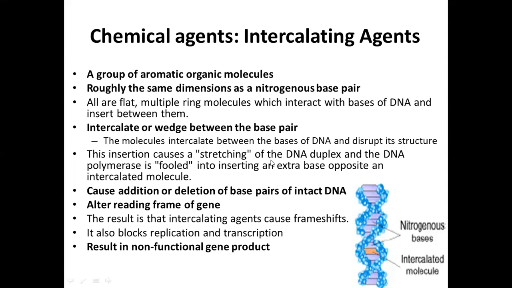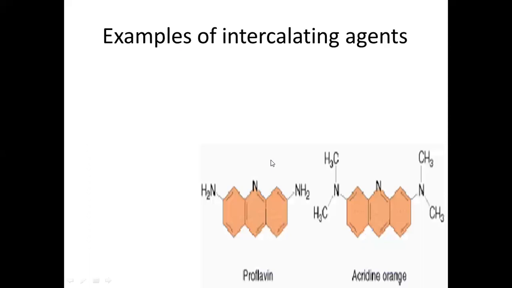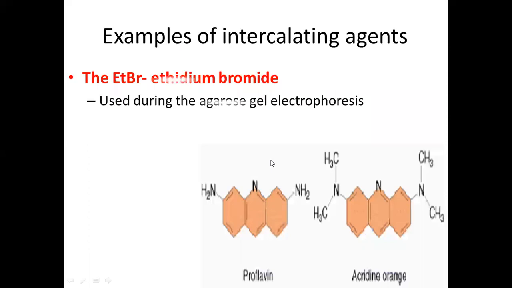So these are the intercalating agents. Examples of intercalating agents include proflavin, acridine orange, and ethidium bromide as well.